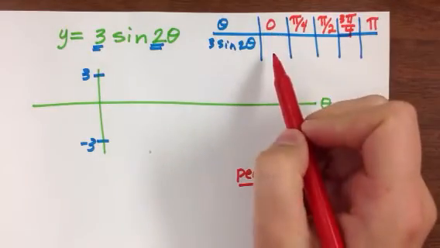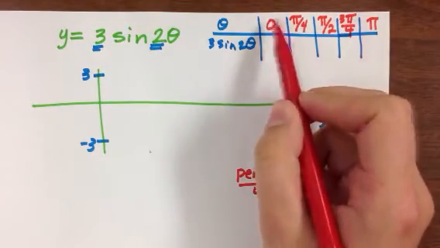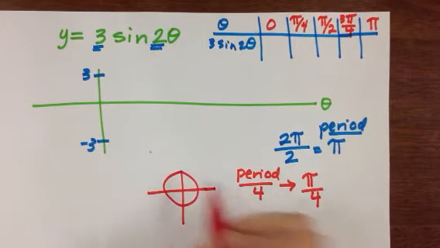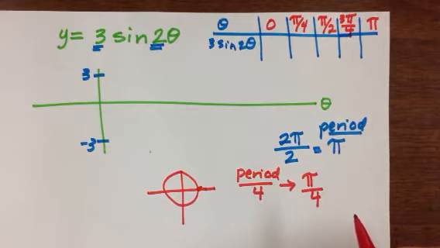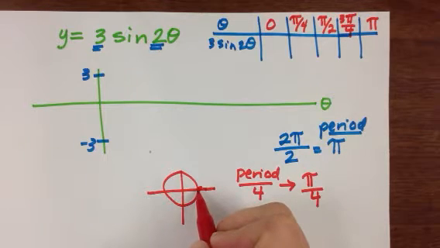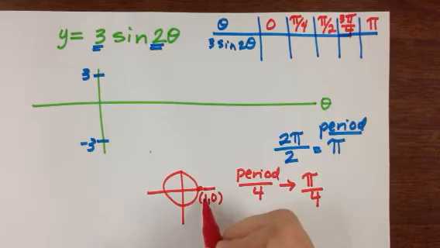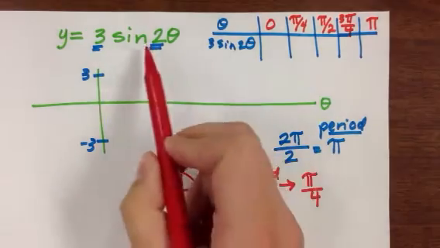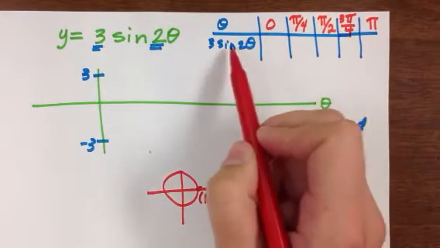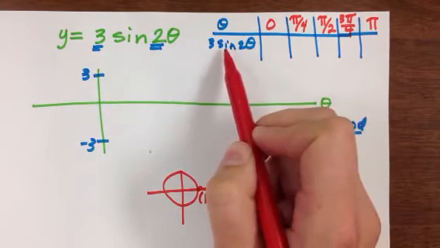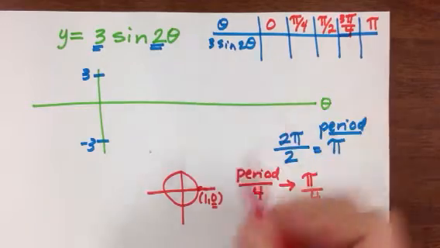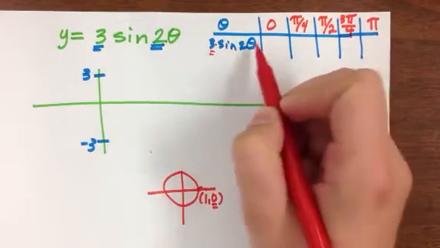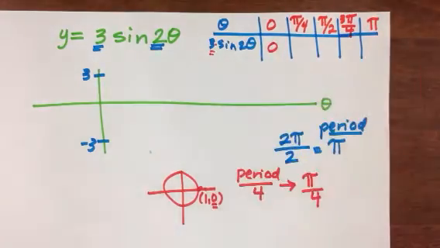So let's actually plug this in and see what happens. We have to think about our unit circle at 0. And at 0, remember the sine function is the y value. So at this point, this is the point 1, 0. So at 0 radians, the y value is 0. Sine of 2 times 0 is still sine of 0, which still gives me 0. And 0 times 3 is still 0.